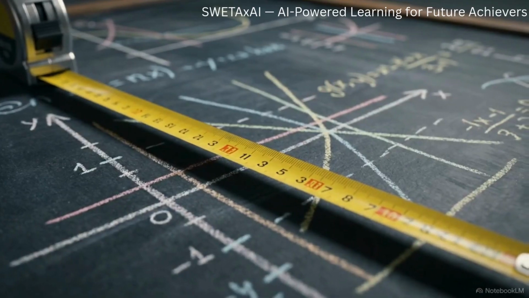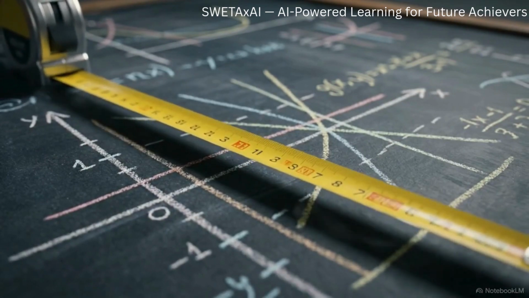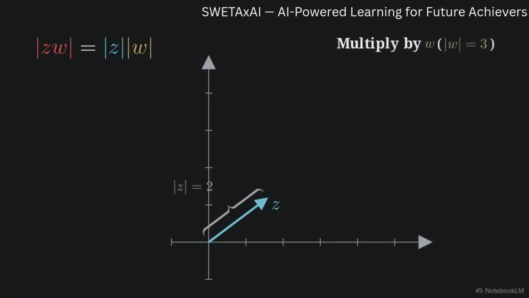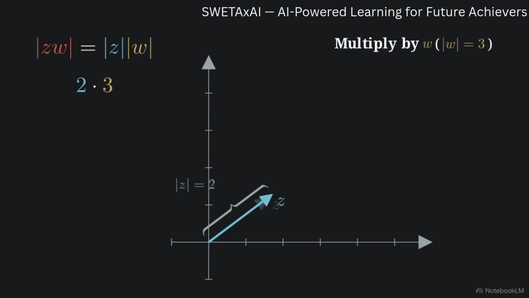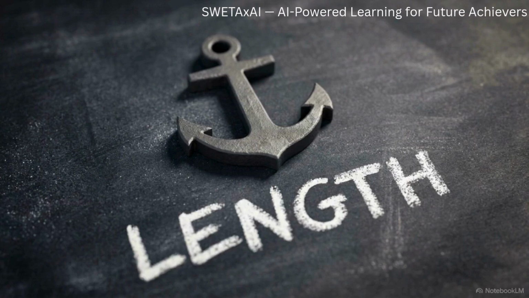Because the modulus measures a physical length, it is strictly non-negative. A distance cannot be less than 0. This physical framing immediately clarifies algebraic rules. The property that the modulus of z times w equals the modulus of z times the modulus of w simply means that multiplying complex numbers scales the lengths of their vectors. The modulus strips away the two-part complexity of the number, reducing it to a single absolute magnitude. It provides our first geometric anchor, length.